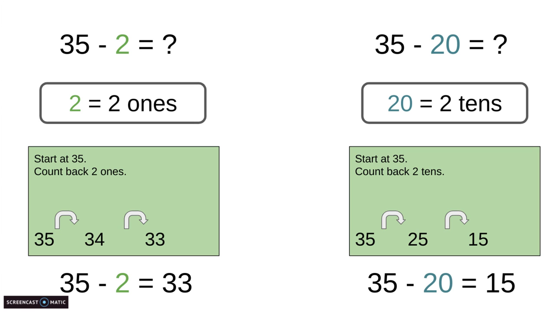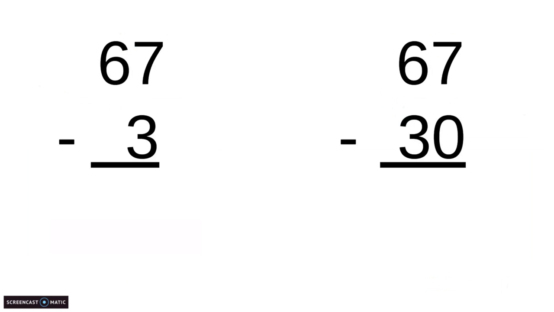What we're doing here is we're going to be subtracting ones or tens, not both, 1 or 10. So here we have 67 minus 3 and 67 minus 30. In 67 minus 3 and 67 minus 30, we always start with our itty bitties. We always start with our ones.